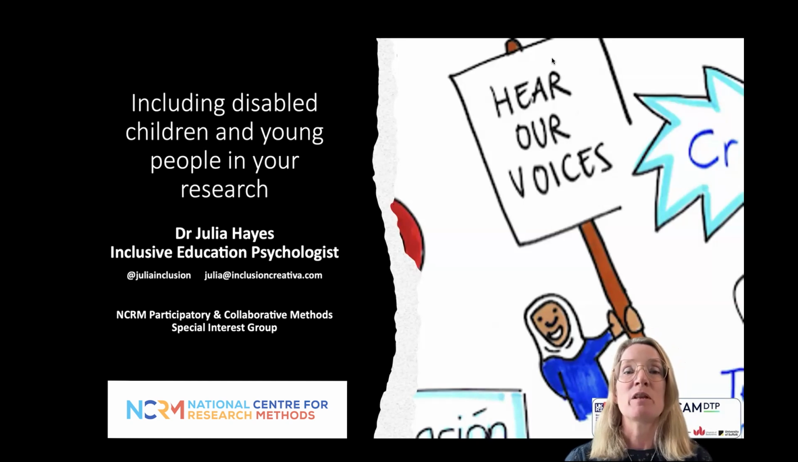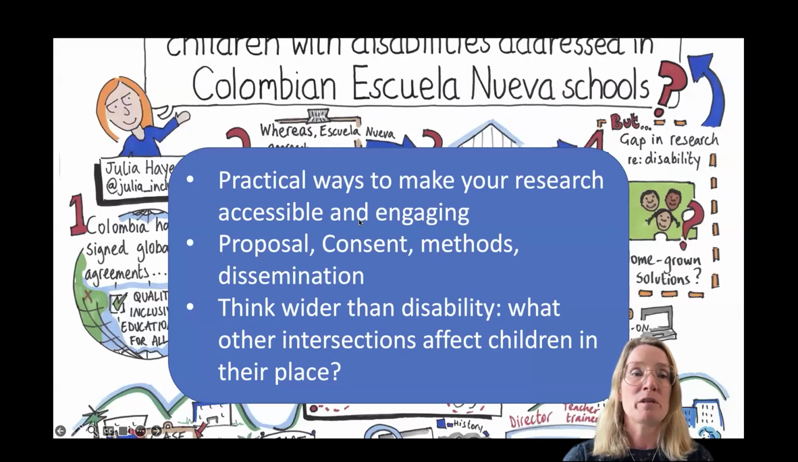And today we're going to be looking at how you can include disabled children and young people in your research. The purpose of today will be to look at practical ways to make your research accessible and engaging in all aspects of the design and process. And I'm also going to advocate that you should think wider than disability. So think what other intersections might affect children in their place.